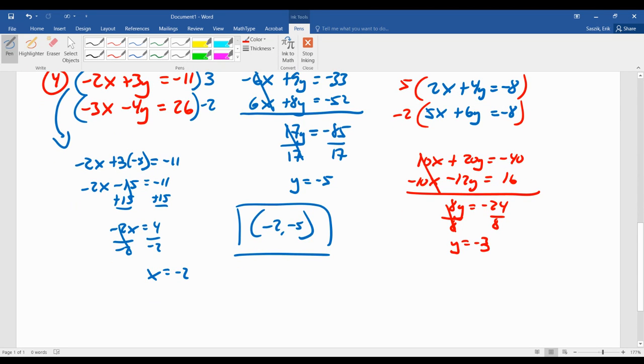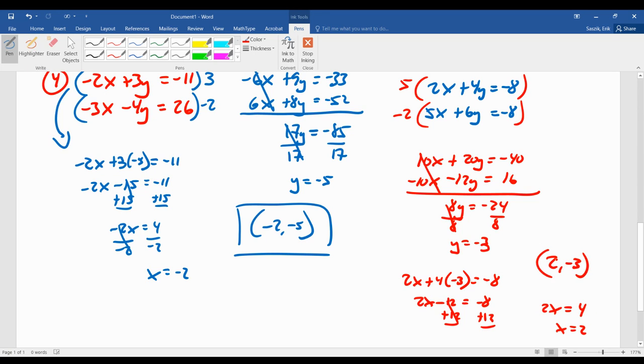Again, I'm going to go into that top equation. 2x plus 4 times negative 3 equals negative 8. Now you add that 12. We get 2x equals 4. So when you divide, you get x equals 2. So my answer is 2, negative 3. So that is your lesson on elimination. All about finding the opposite pair.